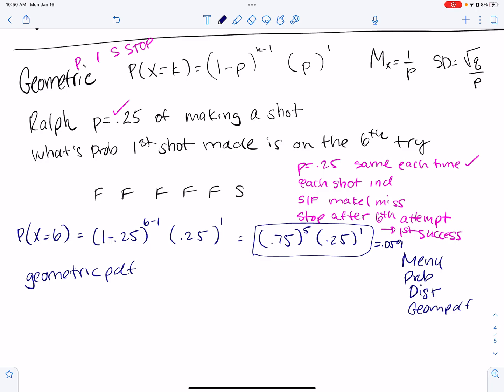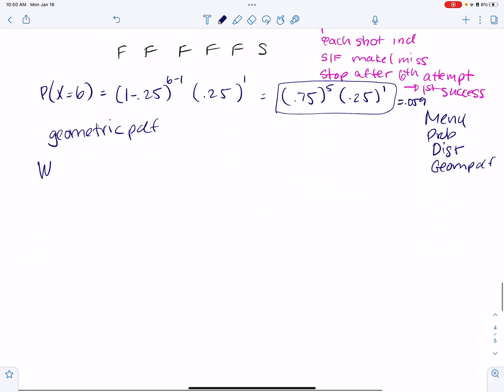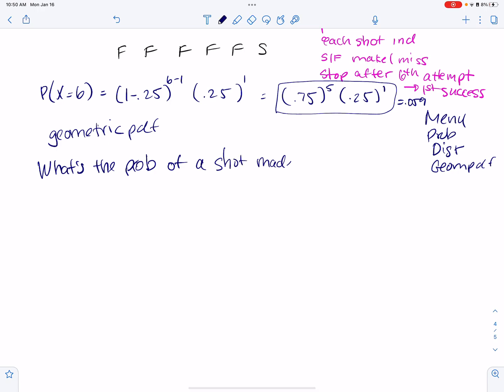So let's talk about a geometric CDF. A geometric CDF is if there's a range. So that would look like this: what's the probability of a shot made by the 6th attempt?